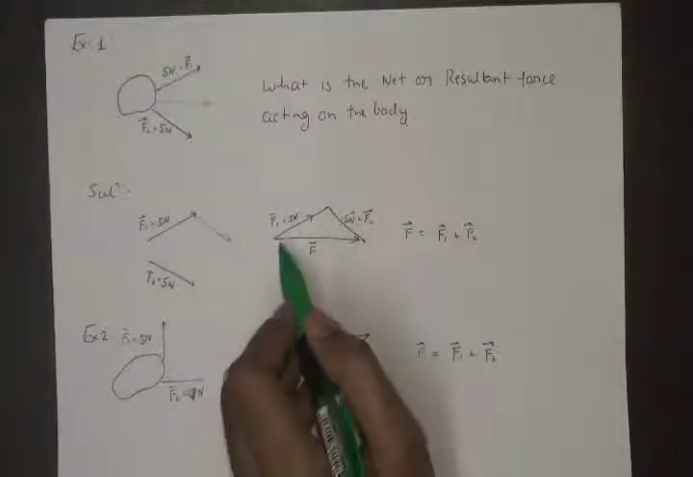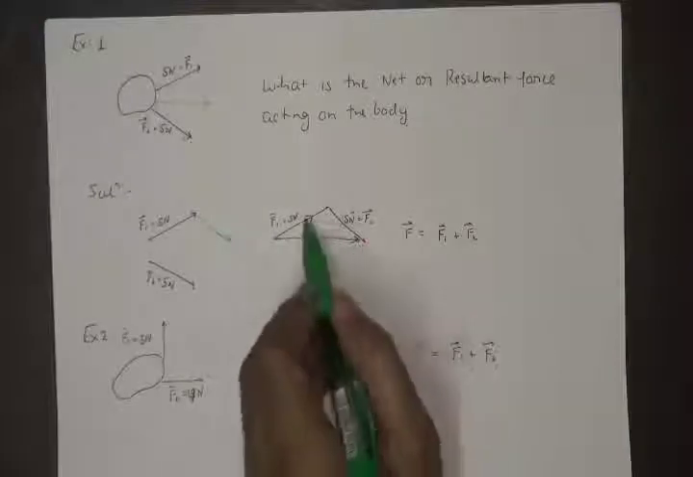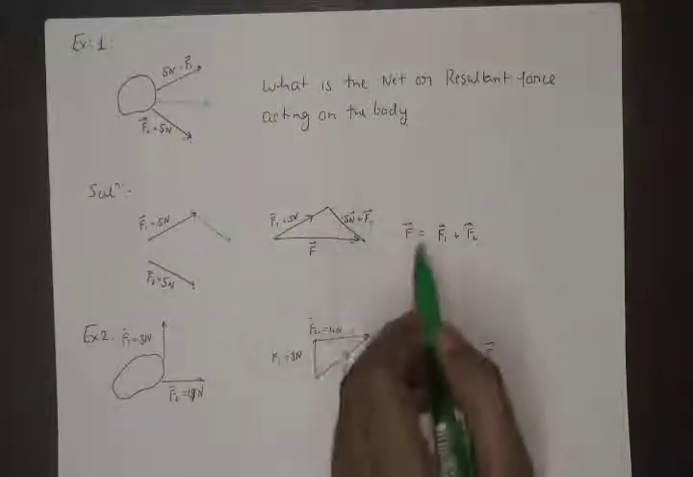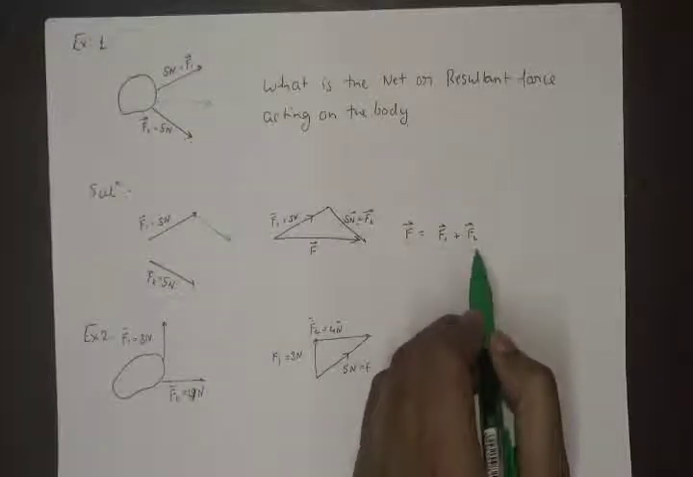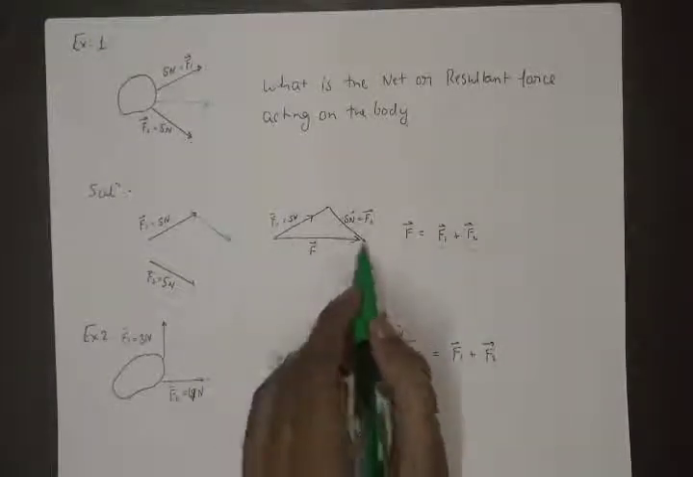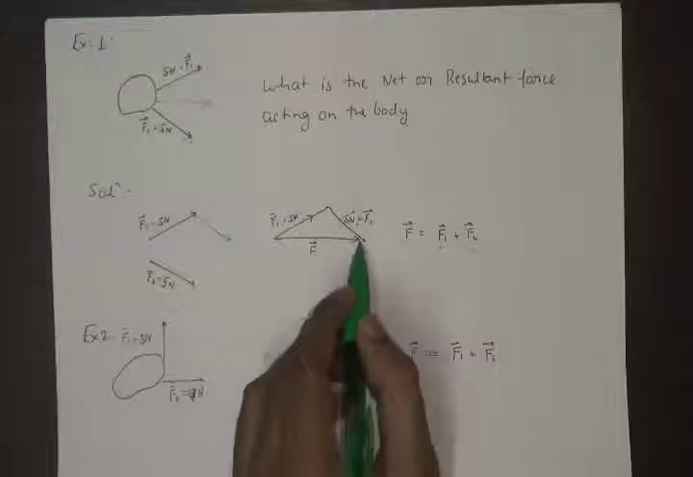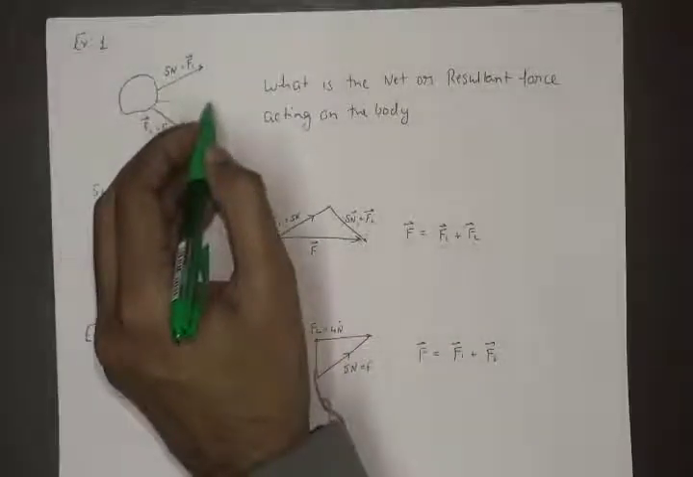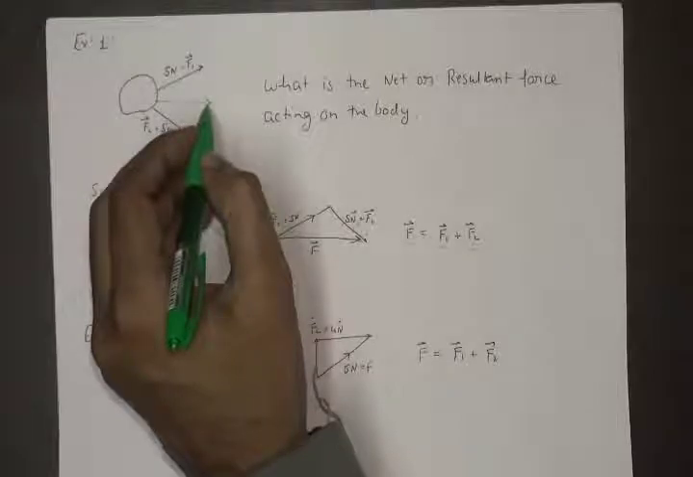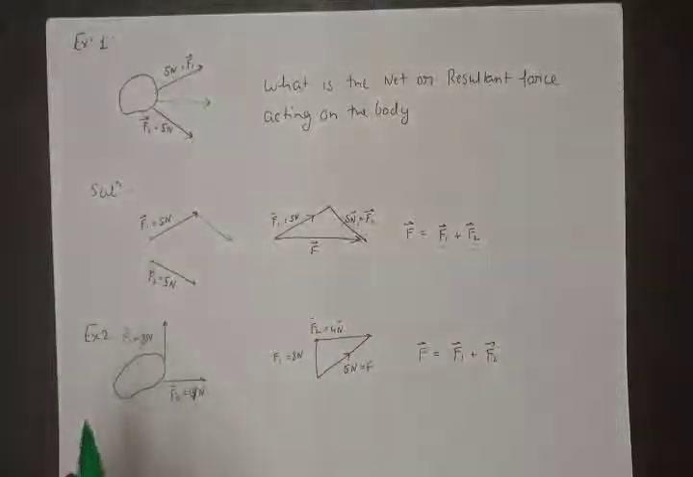Now the third side of the triangle will represent the sum of these two vectors, and I can say F vector will be equal to F1 plus F2. And as we can see, the sum is again in this direction. As we have assumed the body to move, the resultant vector is in the same direction.